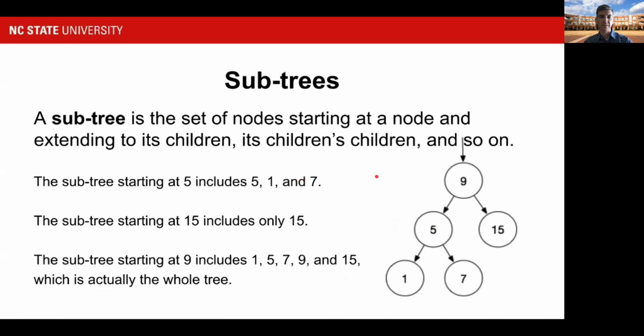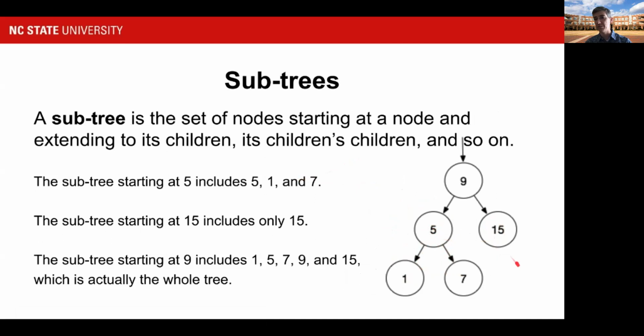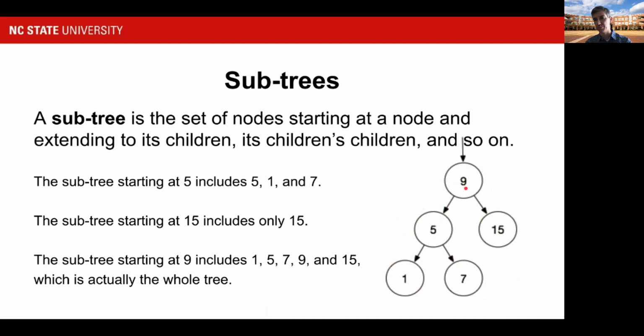And a subtree is the set of nodes starting at a node and extending to its children, its children's children, and so on. So for example, the subtree at 5 includes 1, 7, and 5. The subtree starting at 15 only includes 15 because it has no children. The subtree starting at 9 includes the entire tree, because beneath 5 comes the whole 5 subtree, and beneath 9 on this side is 15, and so the entire tree is covered by the subtree of the root.